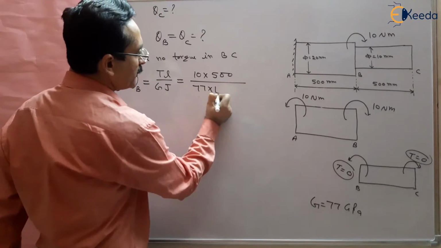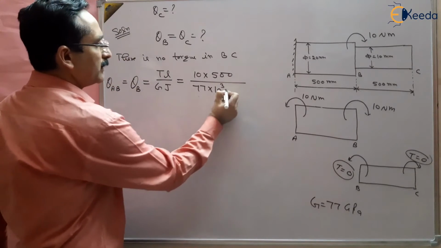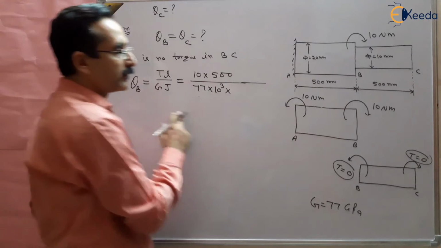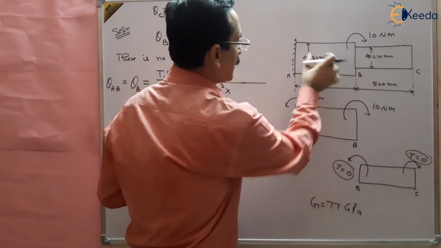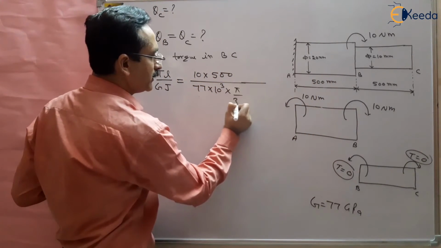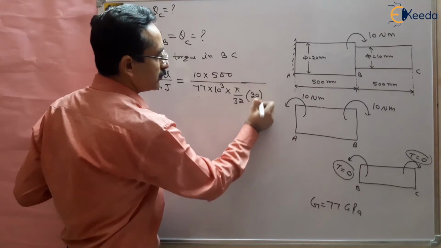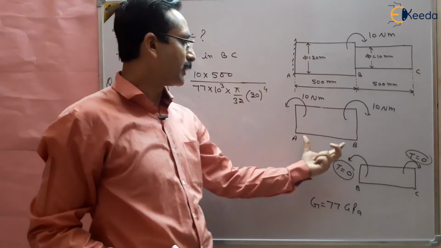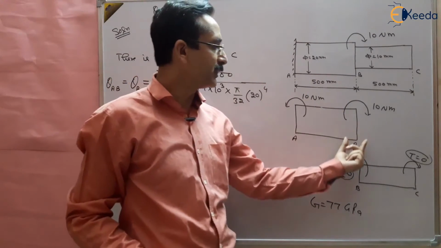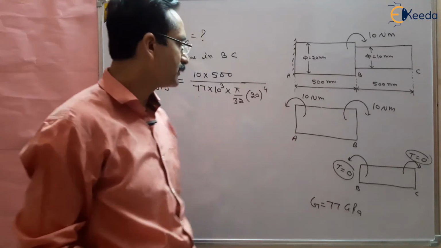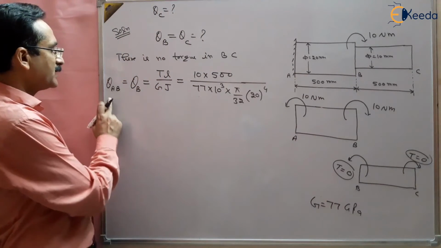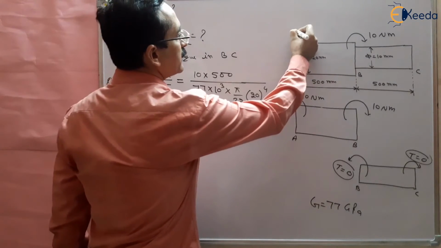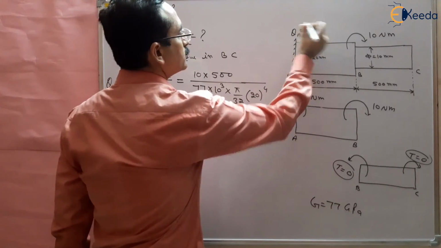Giga can be converted to megapascal by multiplying by 10 to the power 3. J is the polar moment of inertia, that is pi by 32 d to the power 4, and d is 20 mm. So pi by 32 d to the power 4, with d taken for the bigger part, the AB part, because we are finding the angular twist in part AB, with respect to A. So theta B with respect to A is basically theta B, because theta A is 0 as it is fixed.